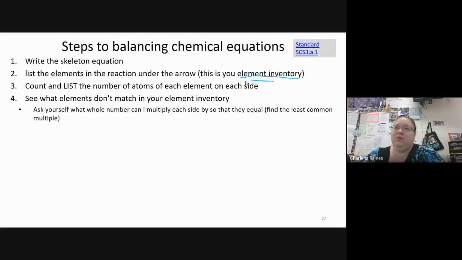Think least common multiple. So if I had a 2 and a 4, I'd multiply one side by 2. If I had a 2 and a 3, my least common multiple would be 6. So I'd have to multiply by 3 and 2.